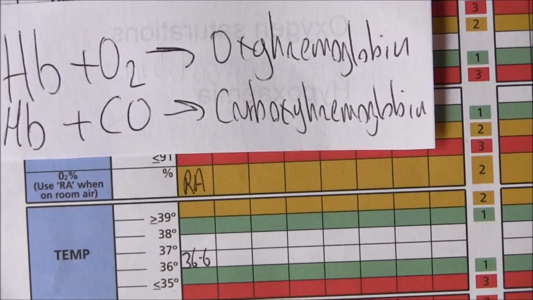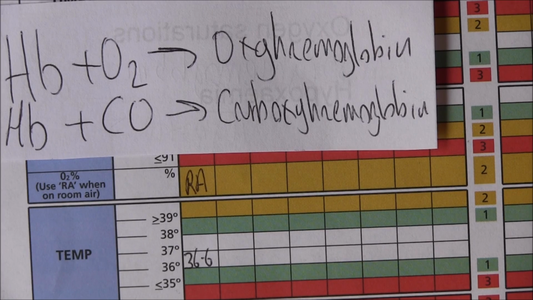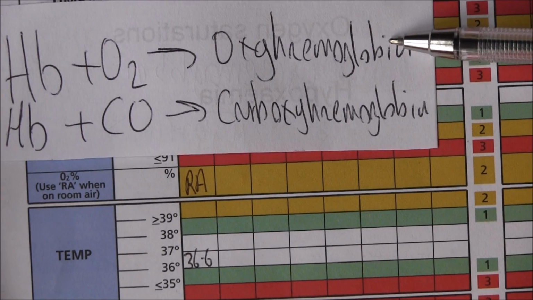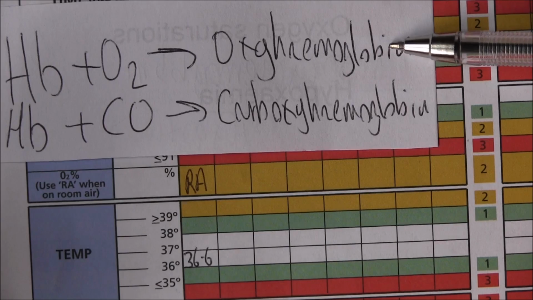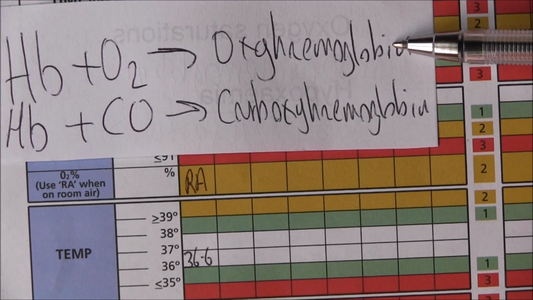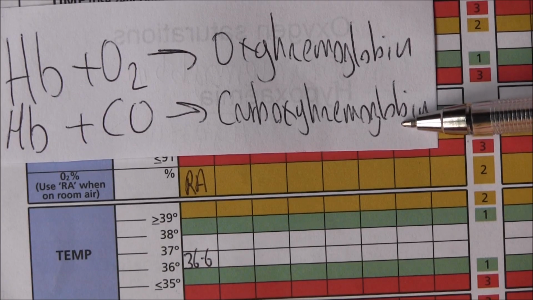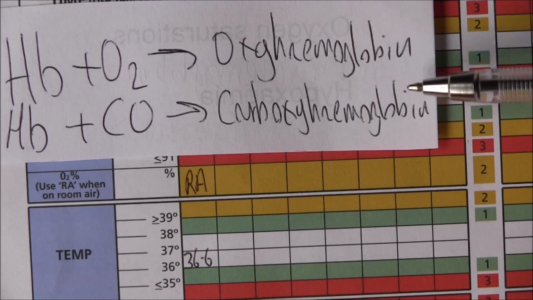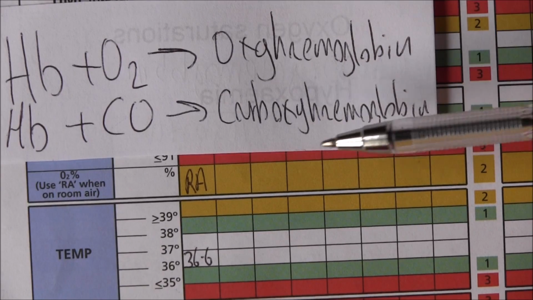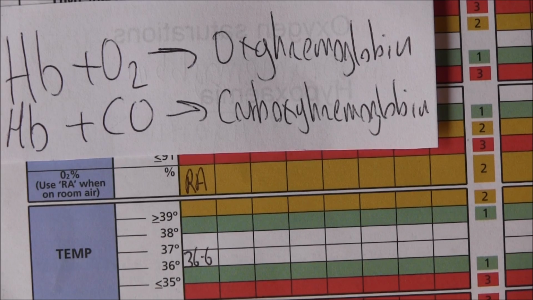Now, the thing about carboxyhemoglobin is that the current generation of oxygen saturation probes that we're using, while they can differentiate between oxyhemoglobin and deoxyhemoglobin to give us an oxygen percentage, they cannot differentiate between oxyhemoglobin and carboxyhemoglobin. So actually the oxygen saturation figure that you get on your oxygen saturation probe is actually the combination of the oxyhemoglobin and the carboxyhemoglobin together.